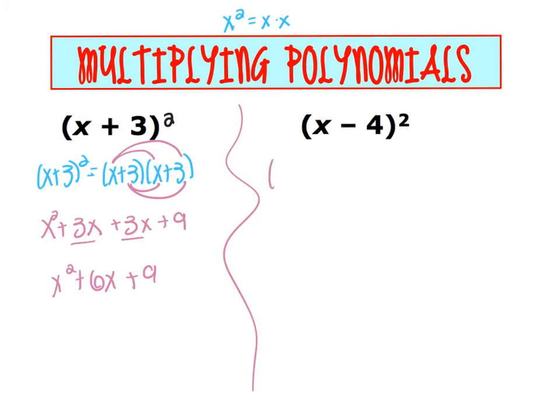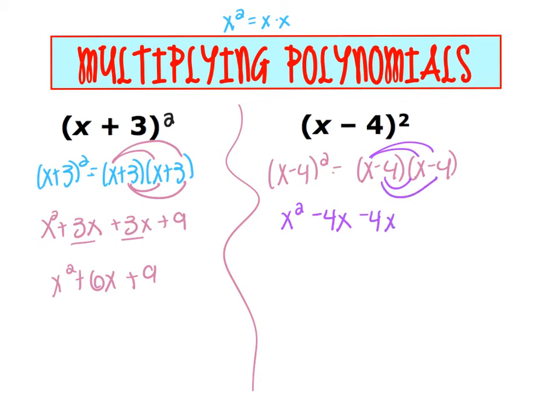Hopefully you recognize that x minus 4 squared is just x minus 4 times x minus 4. And now I can multiply them together like the last example. I can take x times x, which is x squared. X times negative 4 is negative 4x. Negative 4 times x is negative 4x. And then negative 4 times negative 4 is a positive 16. I can combine like terms, and I get x squared minus 8x plus 16 as my final answer.